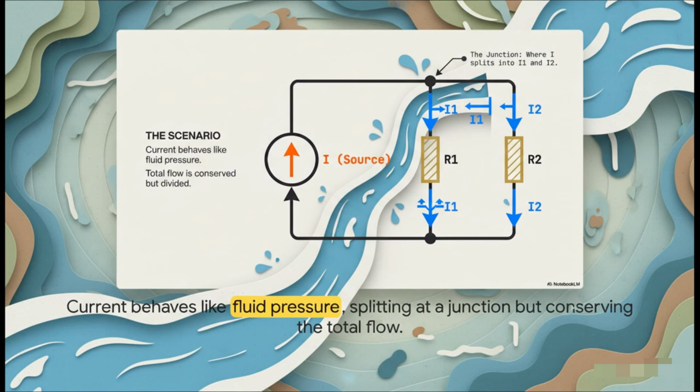Okay, to really get this, let's use a simple analogy. Imagine the total current, which we're calling I right here, is like a river flowing along. When it gets to a fork, or what we call a junction in electronics, that water has to split. It'll go down both streams, I1 and I2. Now, here's the key. No water just vanishes, right? The total amount is always conserved. It just gets divided up. Current works the exact same way.